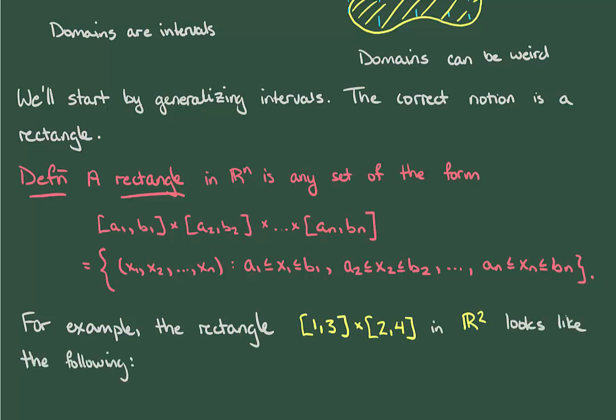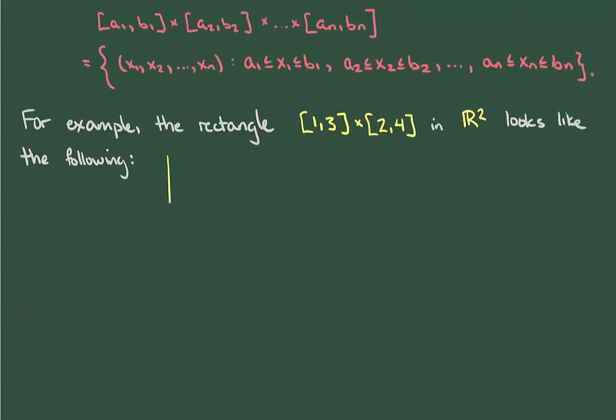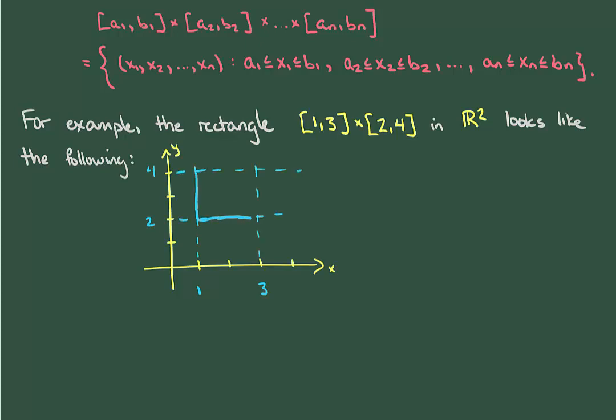Plotting this set in the Cartesian plane, we're looking at the collection of all points such that x is between 1 and 3, and y is between 2 and 4. The thing we get will indeed be a rectangle, and in higher dimensions is the appropriate generalization of a rectangle. With our simple domains in place, we can now define the integral itself.